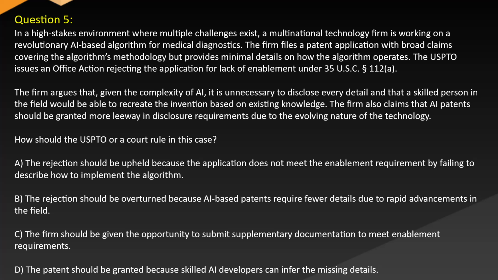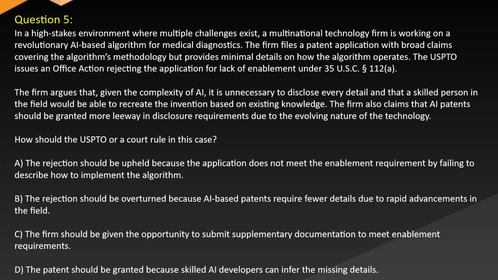The firm also claims that AI patents should be granted more leeway in disclosure requirements due to the evolving nature of the technology. How should the USPTO or court rule in this case? A. The rejection should be upheld because the application does not meet the enablement requirement by failing to describe how to implement the algorithm. B.